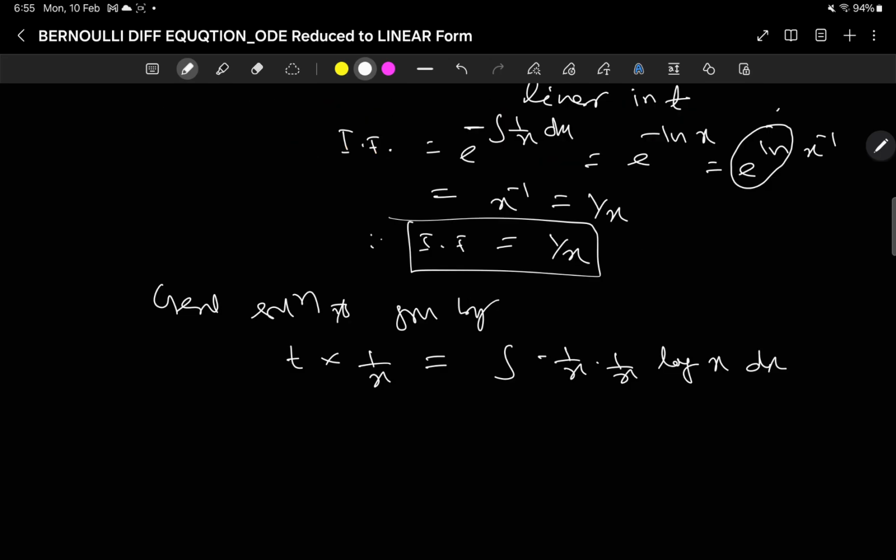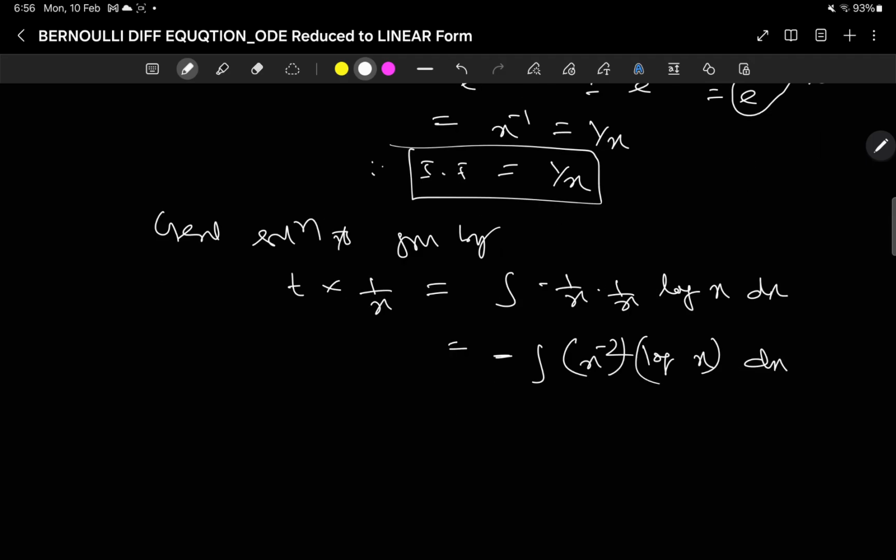You should integrate it. So this is equal to minus of x to the power minus 2 log x dx. Now you apply by parts. Okay, you apply the by parts of integration. So this is your first function and this is your second function, and you apply by parts. Okay, and you continue to get the answer.